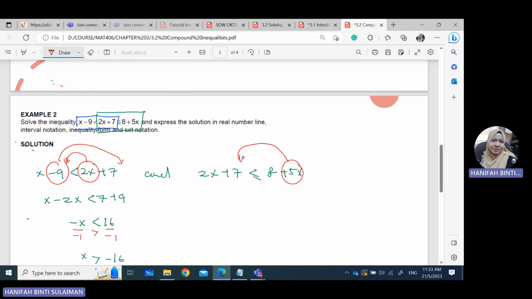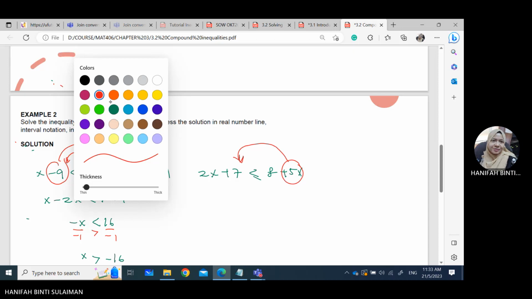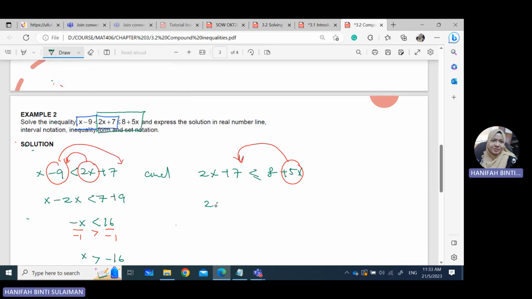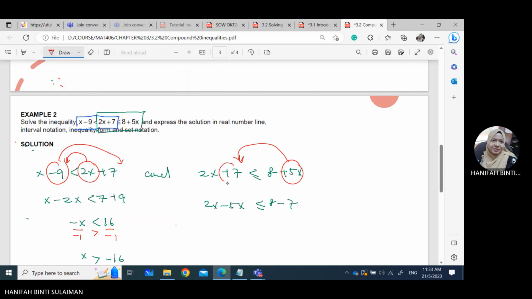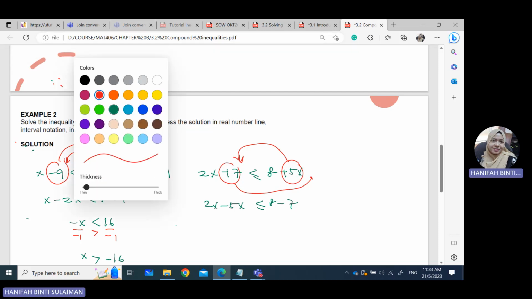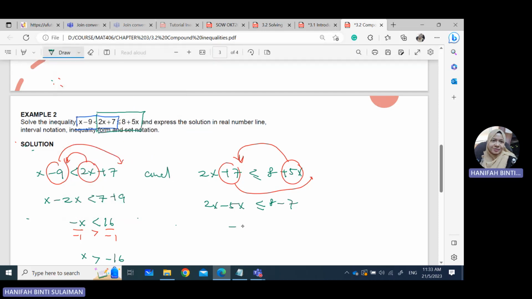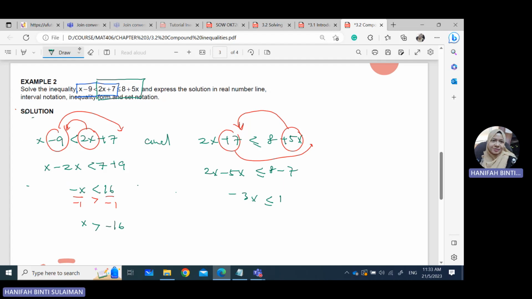5x, move to the other side. 2x minus 5x less than or equal to 8 minus 7. Pindahkan ke sebelah. Okay. Negative 3x less than or equal to 1. So this one divide by negative 3.